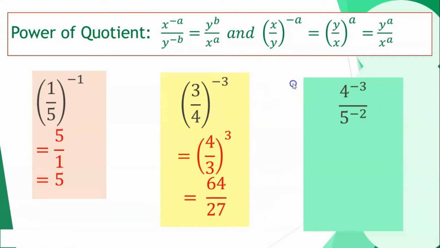Another, this one, 4 to the negative 3 divided by 5 to the negative 2. So again, when you say negative exponents, it's either you bring it up or bring it down. So this one, 4 negative 3, so make it the denominator 4 cubed. 5 negative 2, so bring it up, you'll get 5 squared. So simplifying, this is 25 over 64. So take note, when you say power of quotient, so it's either you bring it up or bring it down.